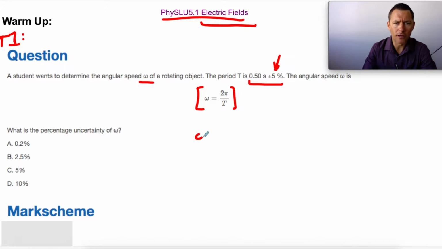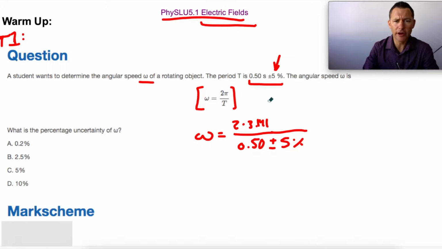Well, if we calculate the angular speed, 2 pi is a number. So I'm going to write it as 2 times 3.14159... This is a constant, right? The only thing that's changing here is the period that we're going to put in, 0.50 plus or minus 5%.